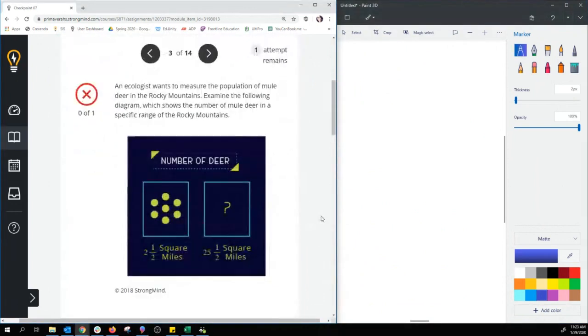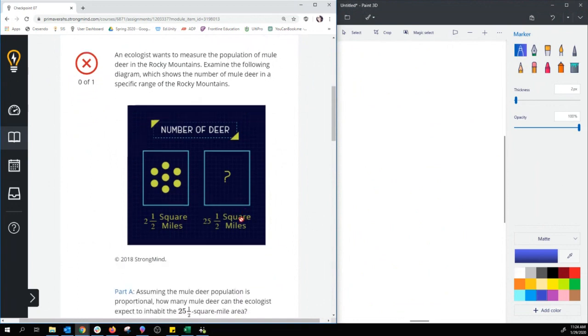The picture ones. Okay, so an ecologist wants to measure the population of mule deer in the Rocky Mountains. Examine the following diagram, which shows the number of mule deer in a specific range of the Rocky Mountains. Okay, so when you have the diagrams, I don't know if you guys remember, but we did some diagram stuff last semester in Unit 2 as well.